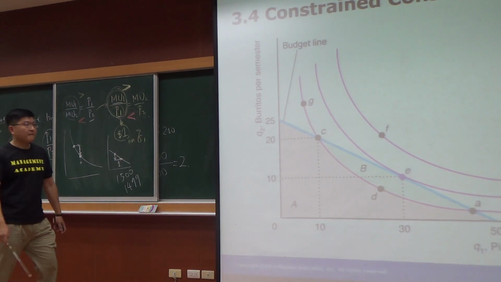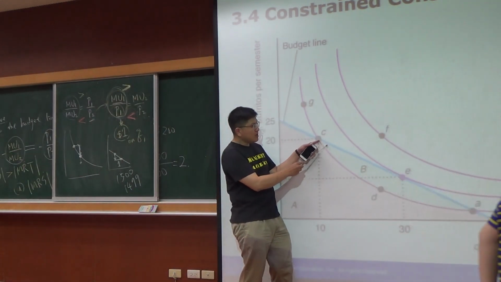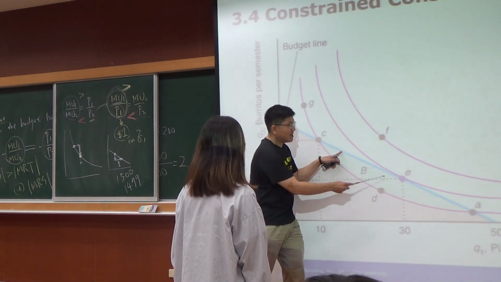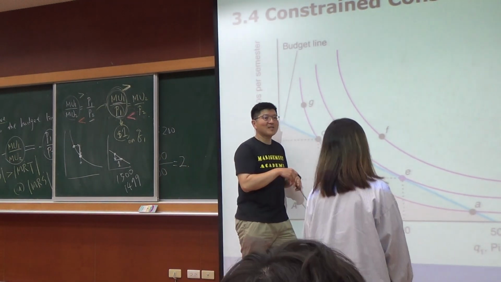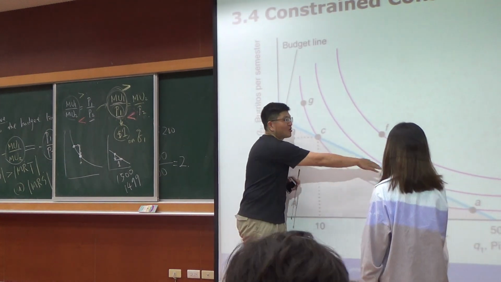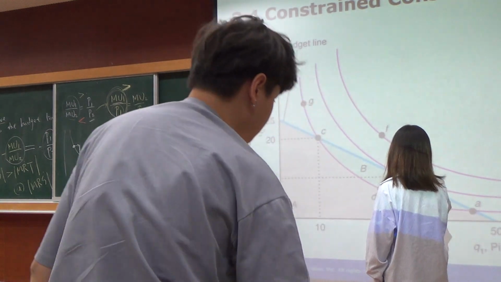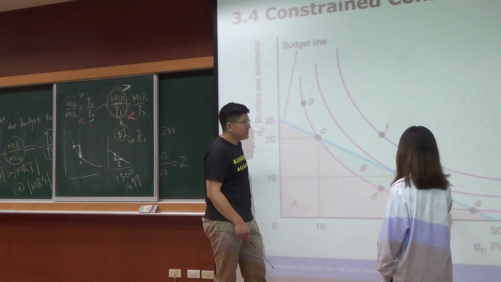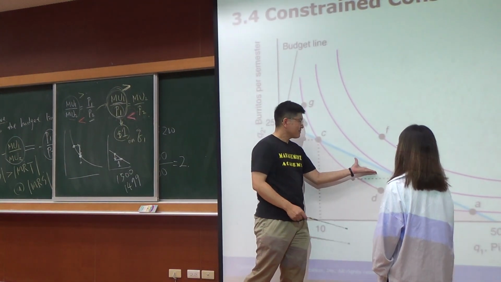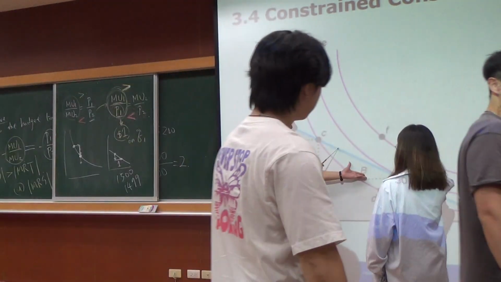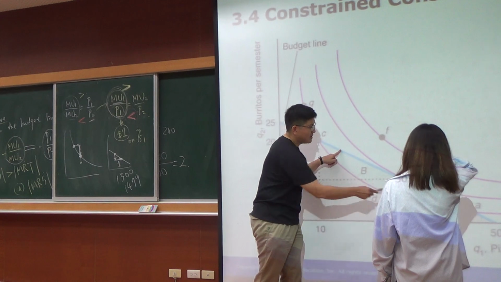That's why I said, when we move along here, we may be better off. And our target is here, right? We wanted to move along our budget line to have the most happiness. Yeah, you may have a C prime, an A prime.